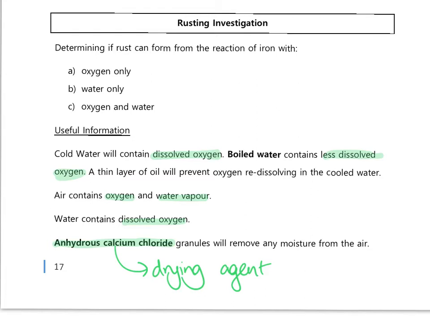That's what is sometimes used in those little packets that you get if you buy a new bag or if you buy a new pair of shoes. There'll be that little packet. It can sometimes contain anhydrous calcium chloride. Essentially it's there to remove any moisture from inside the box or whatever it may be.